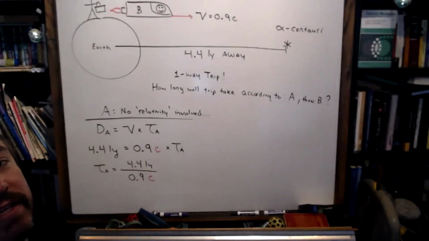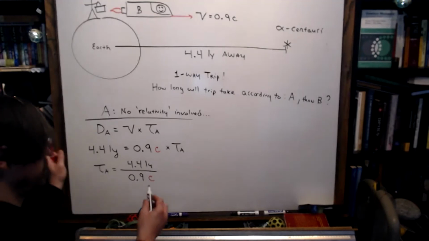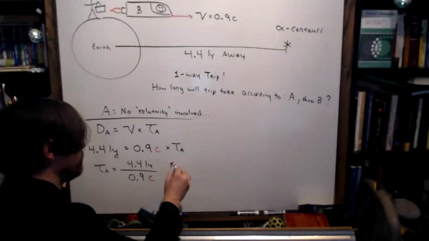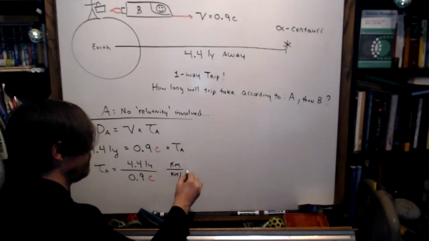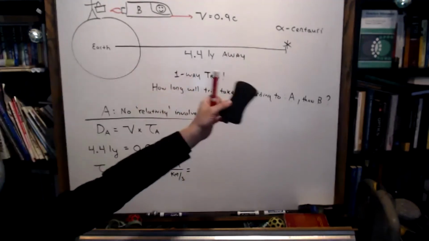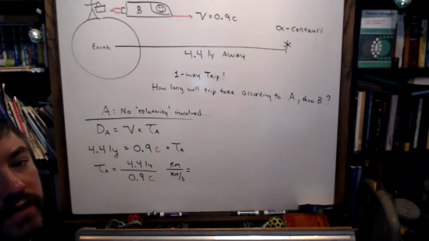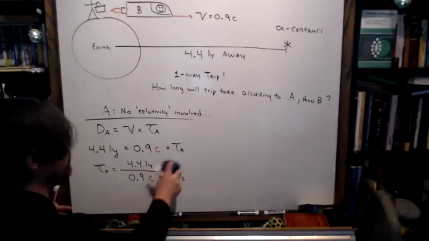Kaitlyn, come back to me here. It's got to be a unit of time, right? Yeah, I guess. So if it's kilometers over kilometers per second, oh, would it be seconds? Right. But is that the best unit of time to use for a trip from Earth to Alpha Centauri? What would you rather have the units come out as? Years.